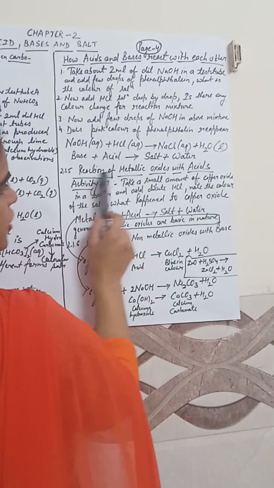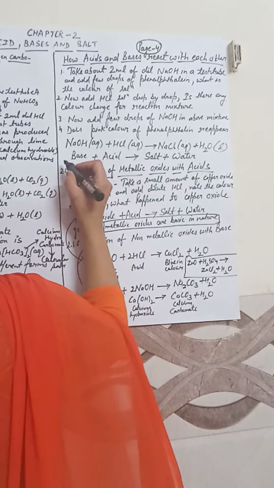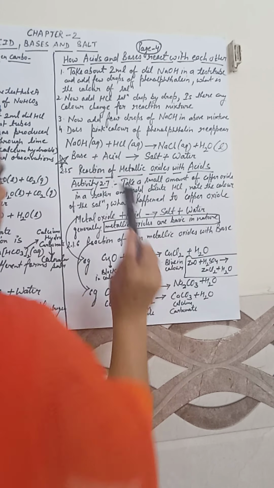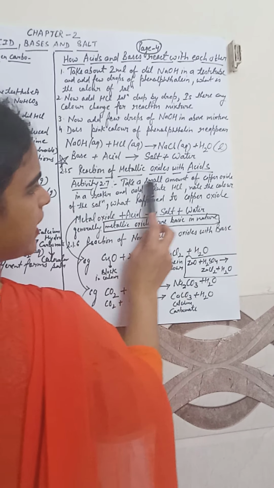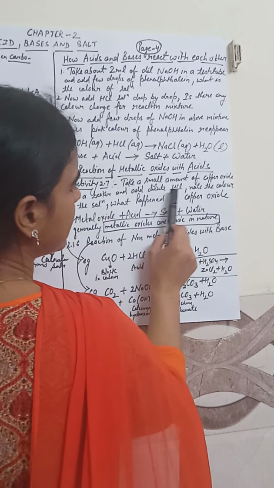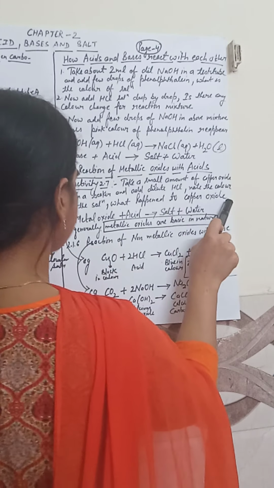The next reaction is the reaction of metallic oxides with acids. It's an important reaction. In this activity, take a small amount of copper oxide in a beaker and add dilute HCl. Note the color of the solution. What happens to the copper oxide?